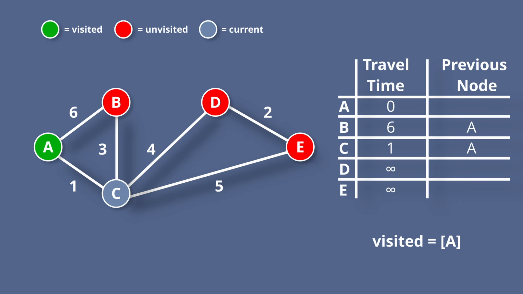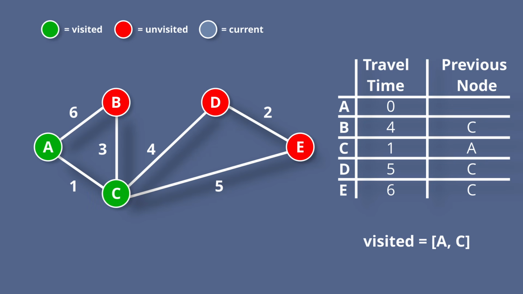So let's do that. From node C, we can travel to node B with a weight of 3, and we add that to the travel time for node C, which is 1. So now we know we can get from A to B with a weight of 4 by going through node C. Now 4 is less than the current recorded time for B, which is 6, so we update B with 4 and record that we came from node C. From C, we can also travel to D with a weight of 4 plus C's travel time, which is 5. And from C to E with a weight of 5 plus C's travel time, which is 6. We now mark C as visited.